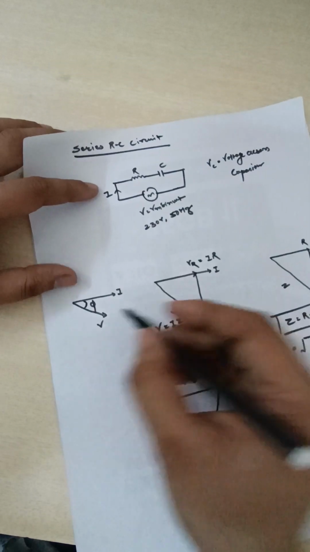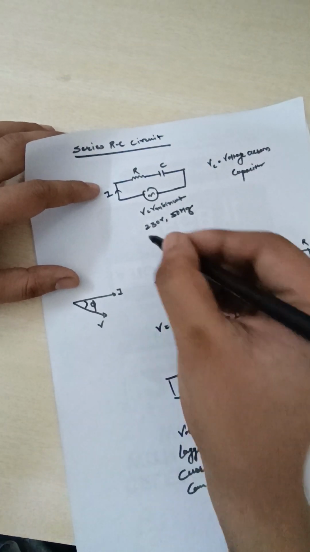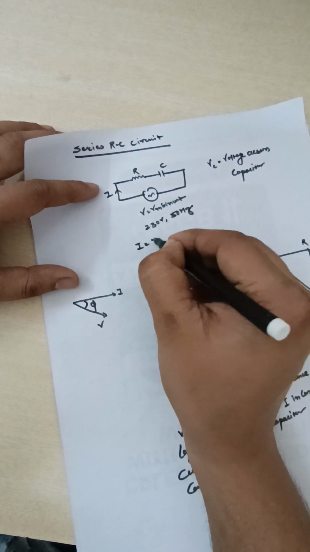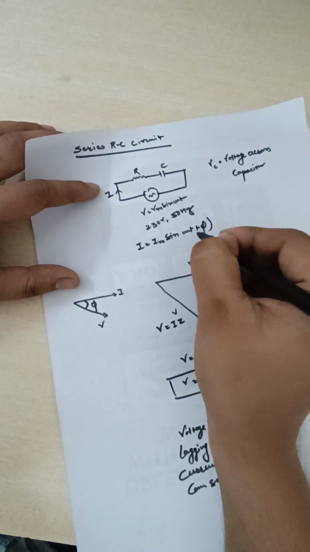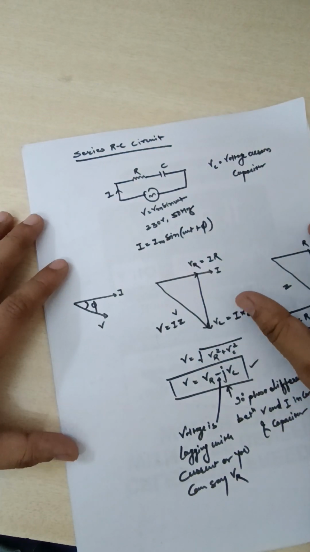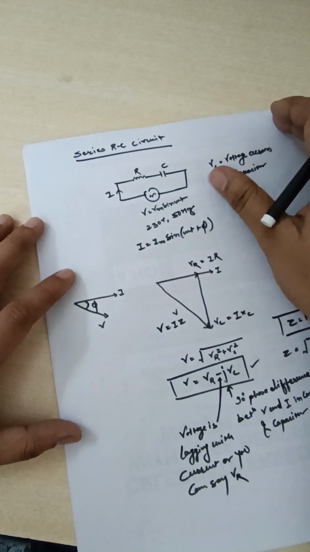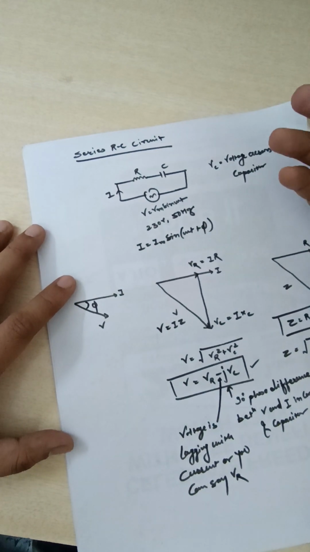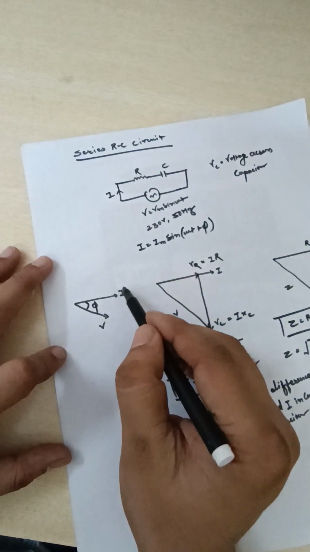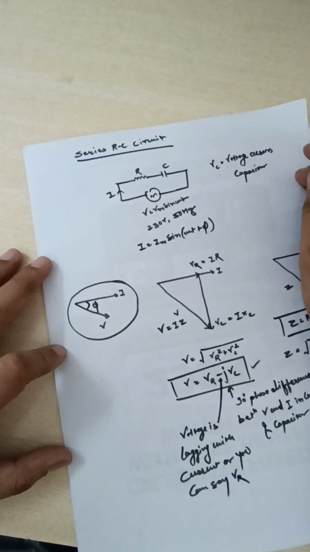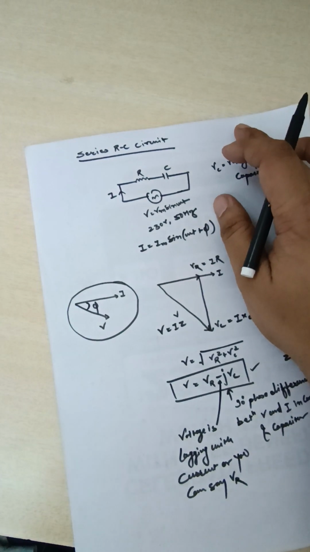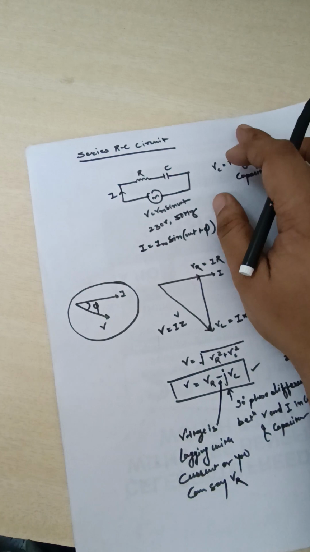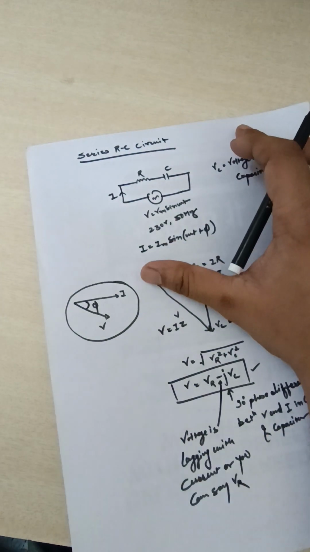So what can I write for current? It means the current is leading the voltage by some angle phi. So the equation of current will be Im sine omega t plus phi. In the case of the RL series circuit, we wrote that I will be equal to Im sine omega t minus phi. But here the current is leading the voltage by some angle phi. From this phasor diagram, we can see that the current is leading the voltage. So the current I will be equal to Im sine omega t plus phi. So there will be a plus phi.